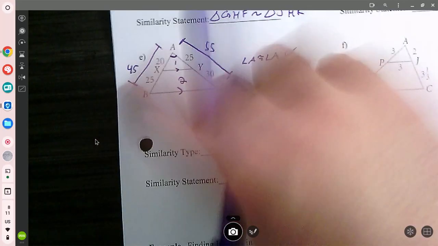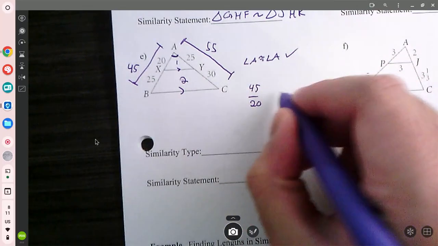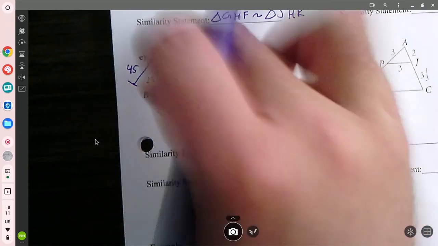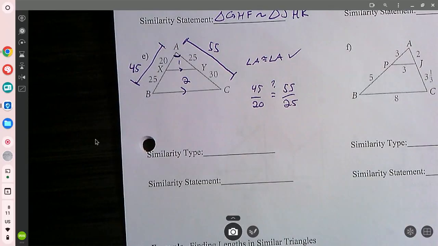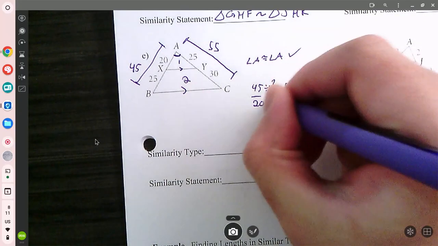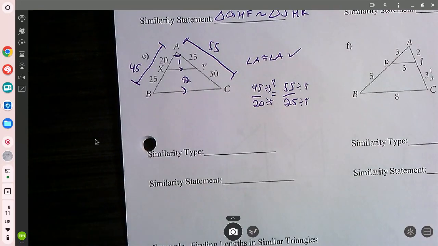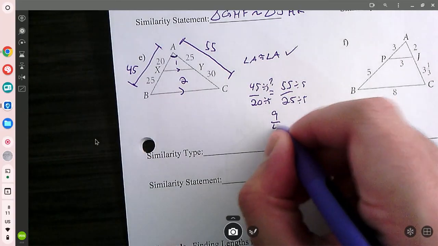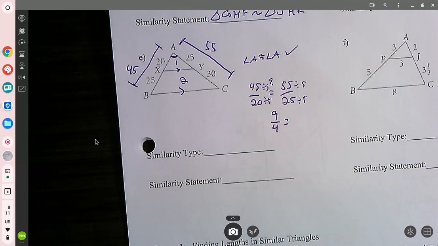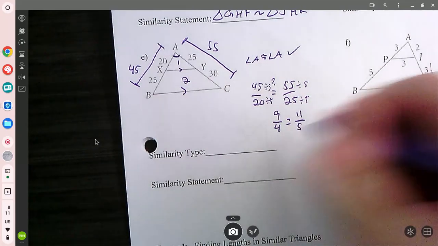So I'm going to do this left side over 20. So it will be 45 over 20. And then we need to make sure that this is equal to 55 over 25. I'm looking at this. They end with 5, so I'm going to divide everything by 5. 45 divided by 5 is 9. 20 divided by 5 is 4. 55 divided by 5 is 11. And 25 divided by 5 is 5.